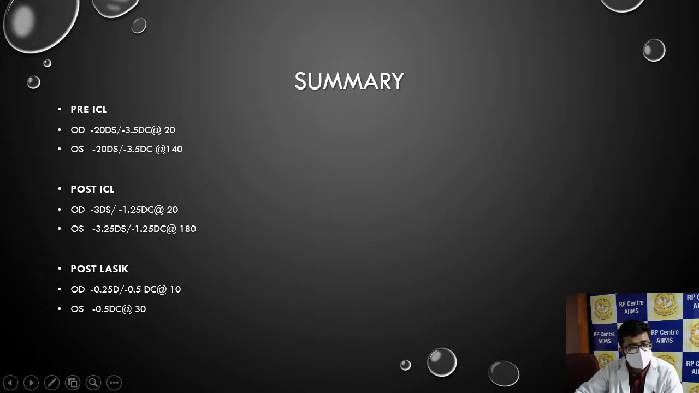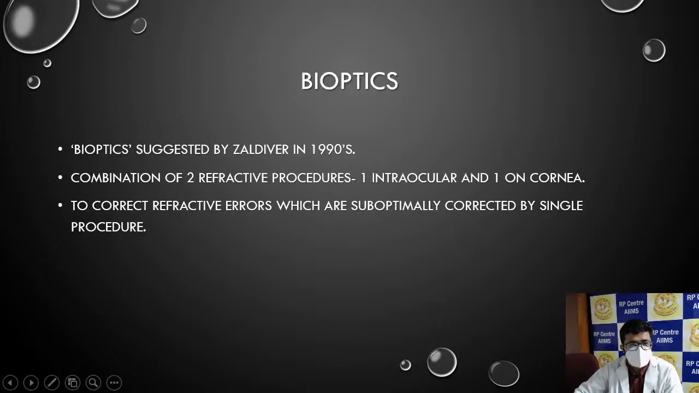Hence, we proceeded with the corneal-based refractive surgery, that was LASIK, and the residual refractive error on day 1 post-LASIK was minus 0.25 diopter sphere and minus 0.5 cylinder in the right eye and minus 0.5 diopter cylinder in the left eye. The bioptics terminology was suggested by Zaldivar in the late 1990s. It is basically a combination of two refractive procedures, one intraocular and the other corneal-based. This is usually done to correct refractive errors which are suboptimally corrected by a single procedure alone.